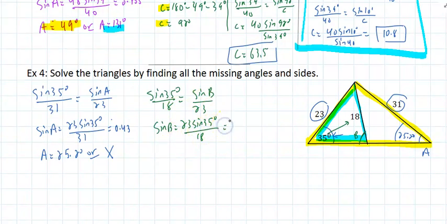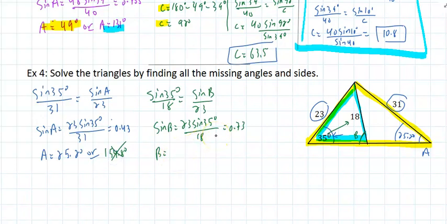So what would that be? 23 times the sine of 35 divided by 18. That is really 0.73. And then you would say beta equals what? Now let me see. This is 154.8 degrees, but we can't have that here.